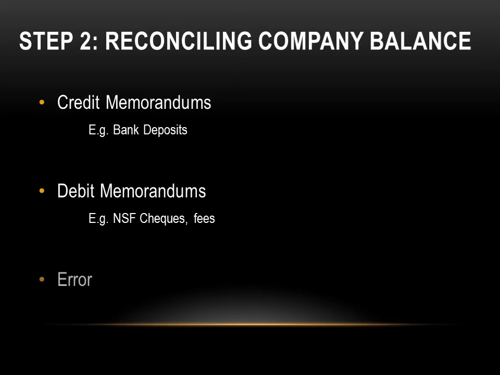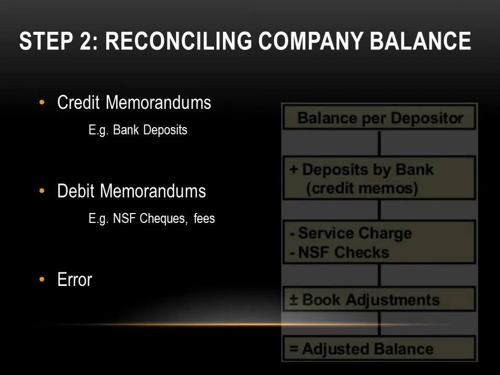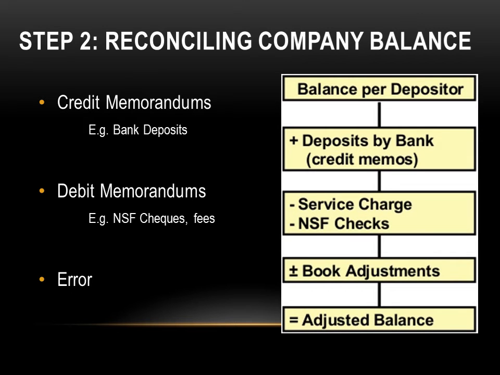In this step, we also have the errors, which are the same as in the previous step, except this time they're made on the company side, and they essentially work the same way as discussed already. And you can see this on the side here, where you get the balance per depositor or company, and through these 3 steps of plussing and minusing, we can get the adjusted balance or the actual cash balance, which should be the same as what appears on the bank's sheet.